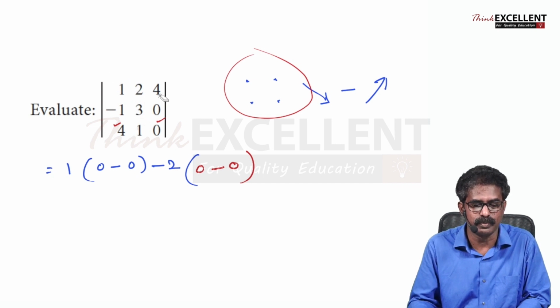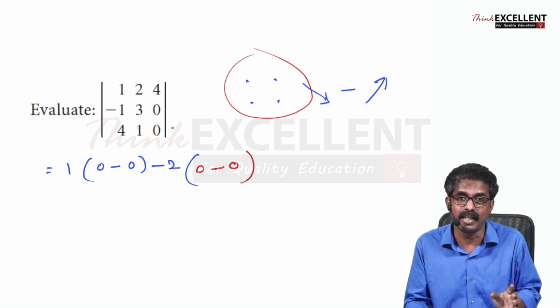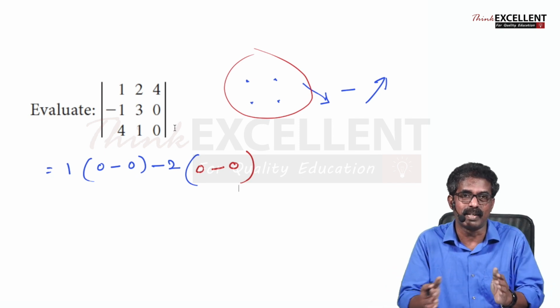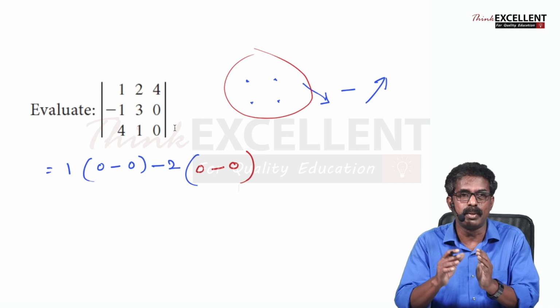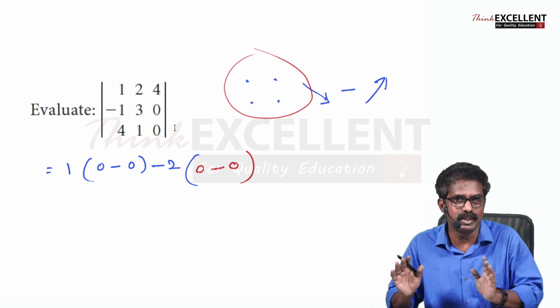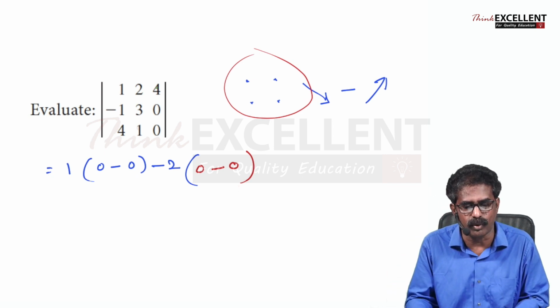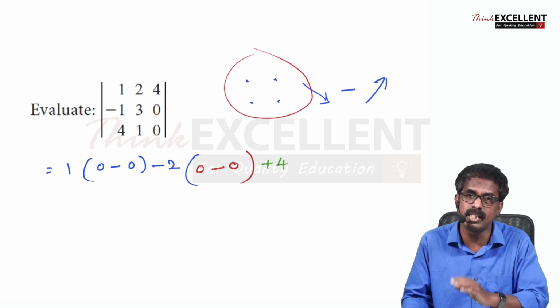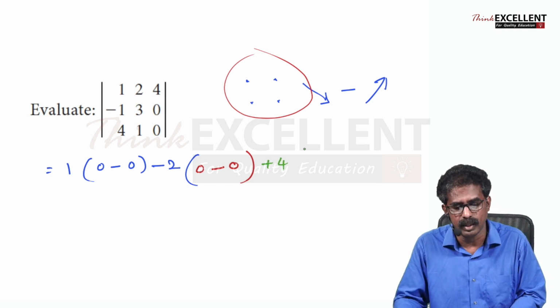Now still one more. Now take the third one. Third one, you don't change the sign. Alternately, you change the sign. First number, you write as it is. Second number, you change the sign. Third number, no change. Write as it is. What's the number? 4. So you write plus 4 into. If it is minus 4, you say minus 4 into.